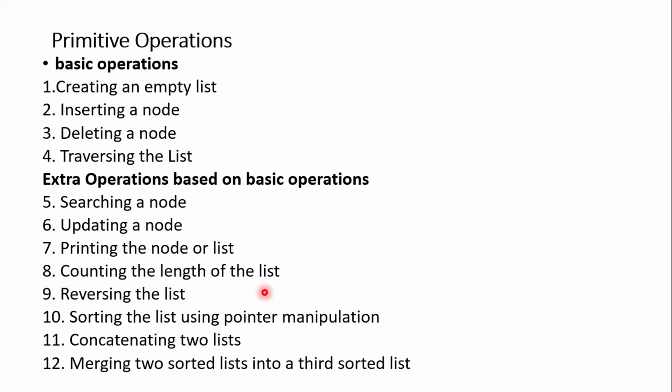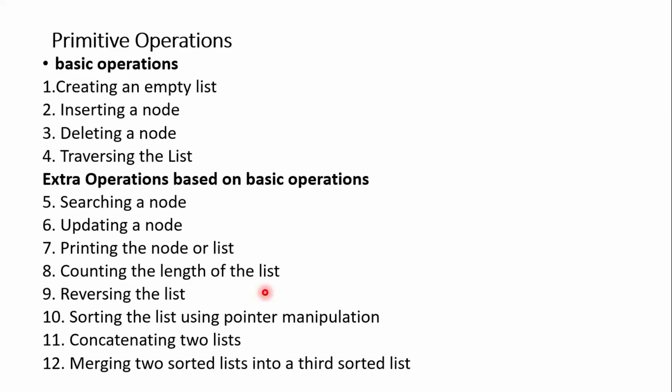Length in the sense of how many nodes are present at this point of time, because linked lists are dynamically allocated. So the starting value is completely different to the time when you do this counting operation. So, counting the length of the list. Next, reversing the list. You just want to reverse the whole list. I mean, you want to store the data which is in the tail or the last node into the first node, and you want to shift everything, you want to reverse everything. You can do that also.